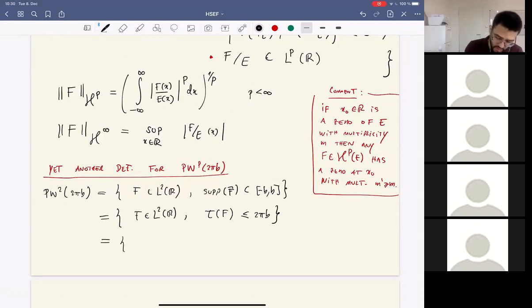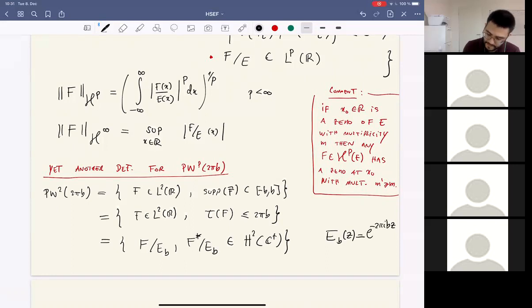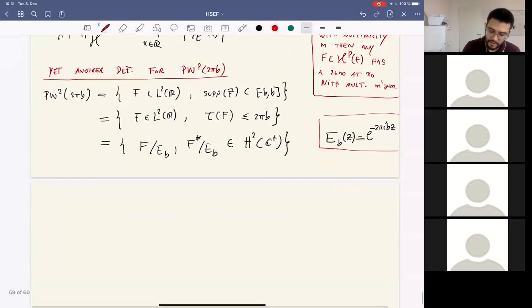The third one, which we saw some few classes ago, was that F divided by E_B, and I'll write what E_B is in a moment, belongs to H^2, the Hardy space of the upper half plane, where E_B in this class would always be this exponential function here. That was the third definition we saw. And what I'm claiming is that there is another one, which is the de Branges space associated with the function E_B.